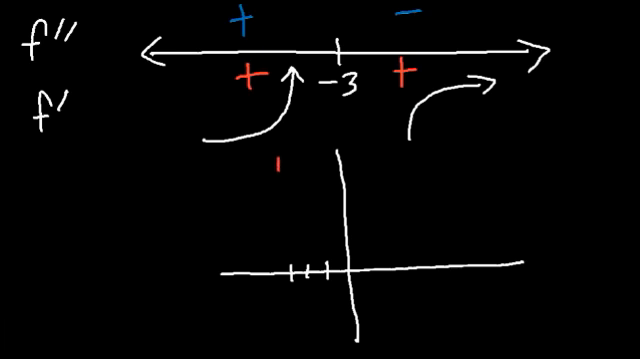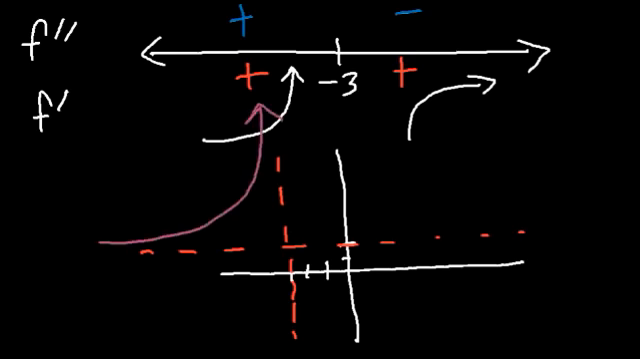So at -3, we have a vertical asymptote, and at +2, we have a horizontal asymptote. So to the left of -3, we can see that the function is increasing at an increasing rate. It's going up. So it should look something like this. And to the right of -3, it's increasing at a decreasing rate. So it should look like that. And that's how you can use the first and second derivative to see the shape of the graph.